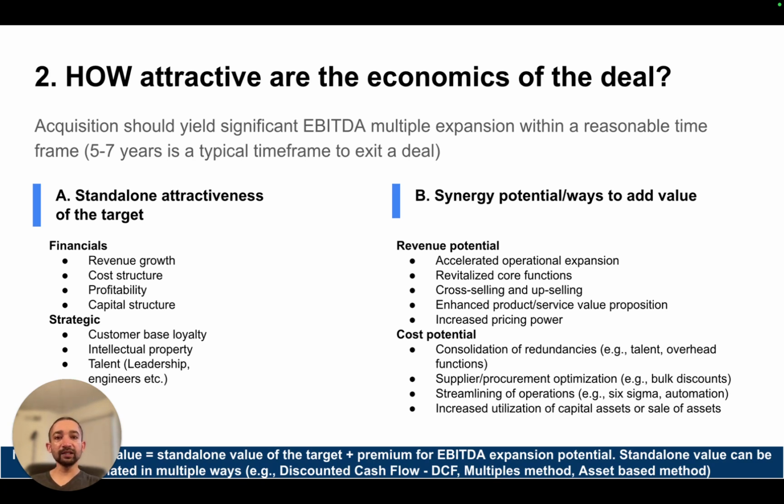Now the economics of the deal again will depend on two things. The first is the standalone attractiveness of the target. This is very similar to what we did in an M&A sense, where we look at their existing revenue growth, their cost structure, their profitability, their capital structure, etc. And then we look at some strategic factors. Like how loyal is their customer base? Do they have specific technologies, products, intellectual property? Do they have the right kind of talent that makes them very attractive? So that will determine the standalone attractiveness of the target.